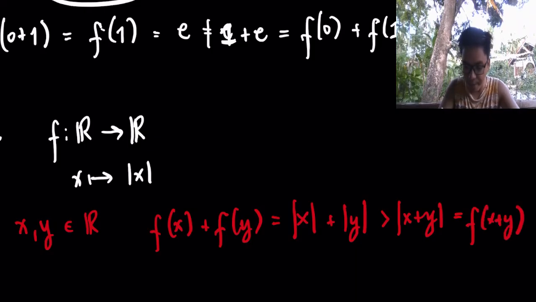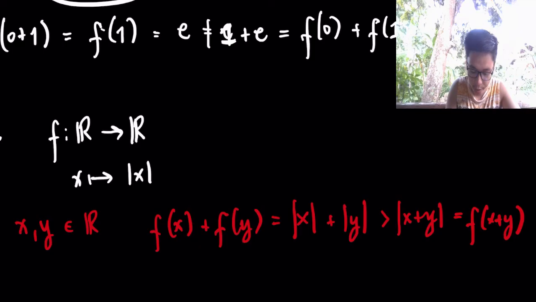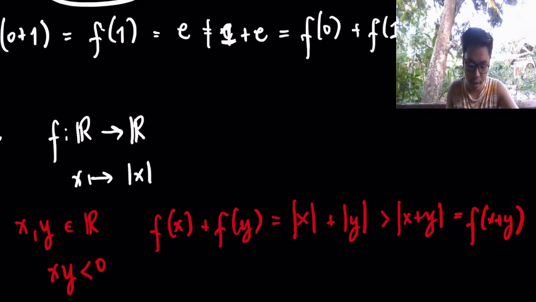In this case, your x and y are coming from R, and the product of x and y is less than 0, meaning that one of them, either x or y, is negative. So condition 1 fails to hold, and so this is not a linear transformation.